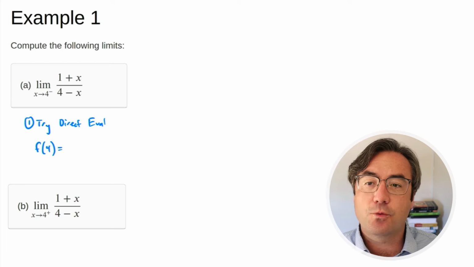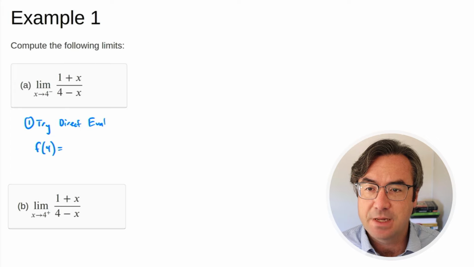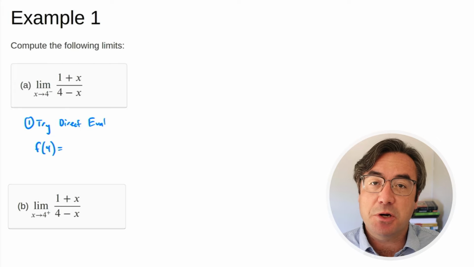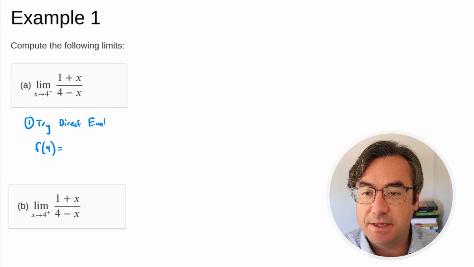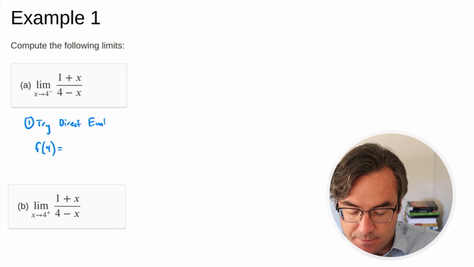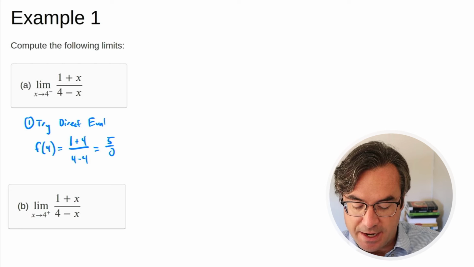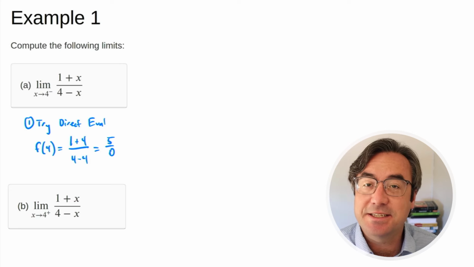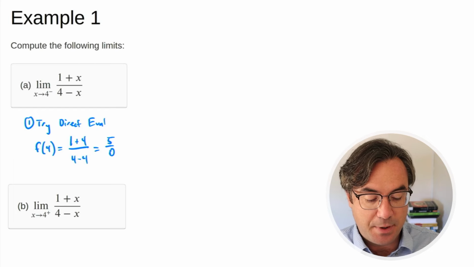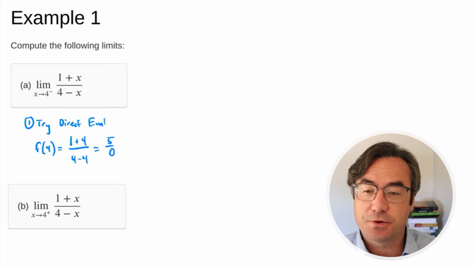Let's plug 4 directly into our function. And if we get a number, good, we're done. We know what the limit is. But in this case, we get (1 + 4) over (4 - 4), which is 5 over 0. That tells us that's not the answer, but it does tell us that we have a C over 0 form.